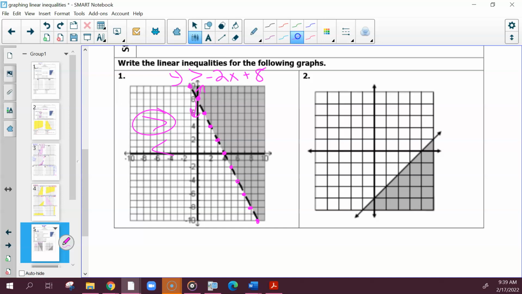For number 2, it's really easy to see what our y-intercept is at negative 4. Here, I can easily see what my slope is going to be of 1 over 1. And then this would be shaded above or below? Below. I know it's a solid line, so it has to be less than or equal to. So y is less than or equal to x minus 4 would be our inequality.